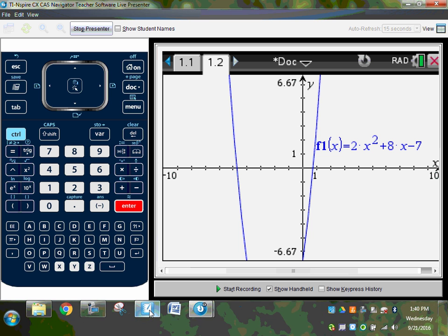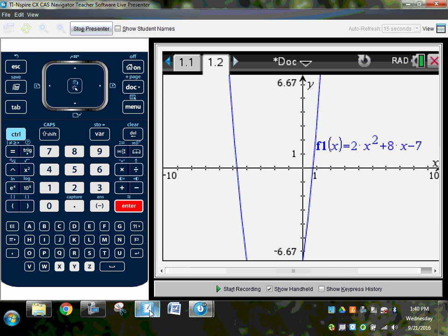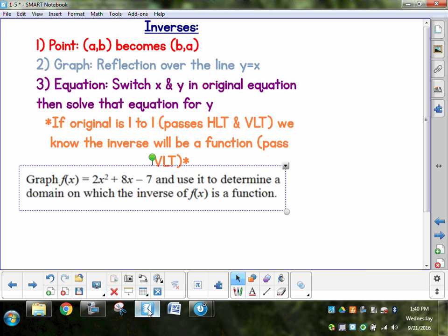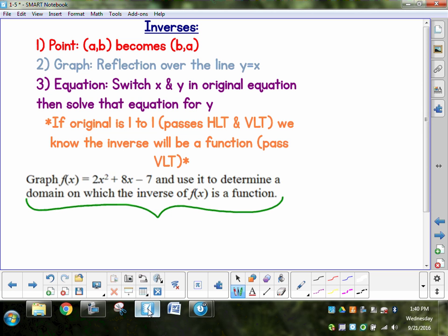Well, we need to determine the question, sorry. We'll go back to this. It says graph that and use it to determine a domain over which the inverse is a function. If it's asking you to figure out a domain over which the inverse is a function, it's asking you, where is this going to be?